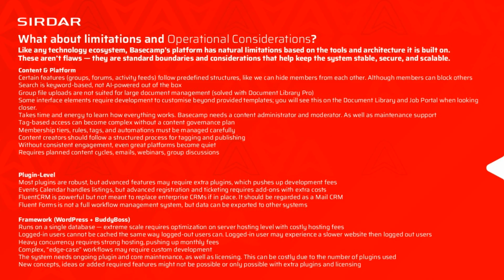As the ecosystem grows, more automations, tagging rules, and plugins create operational complexity, which requires careful planning and occasional development to keep everything aligned and easy to manage.